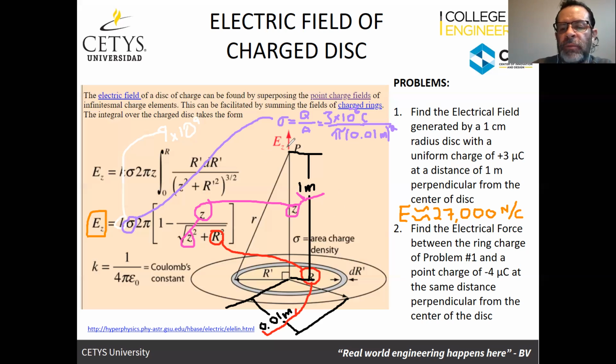Now, similar to the others, let's assume that we've got a negative charge here, and that negative charge is 4 microcoulombs. And so if we put a negative charge in that electrical field, we're going to get a force that is going to attract the charge to the disk. And this force, similar to the other problems we've seen, is equal to the electrical field that the disk is generating multiplied by the charge.